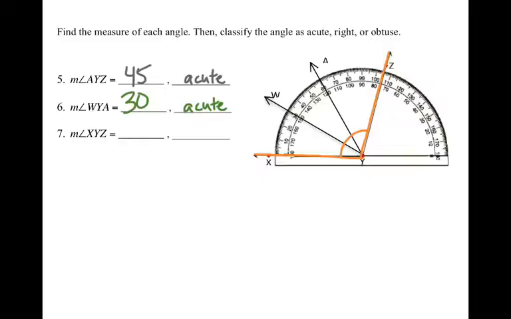Then the last one is actually the easy one. You're just going from your baseline up to Z. So that would be halfway between 100 and 110, which is 105. And that one is obtuse.